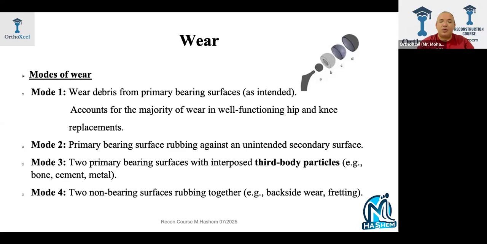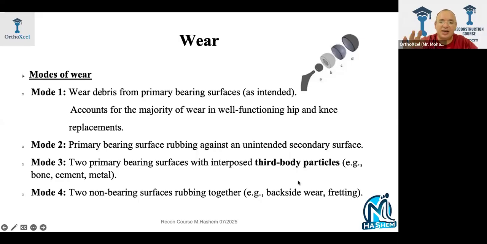Mode 4 wear is a wear when I have a movement between two non-articulating surfaces, like the back of the insert and the cup. So you have the cup, fixed to the bone, the insert, fixed to the cup, and the head moving inside the insert. If the wear happens between the head and the insert, this is expected wear. I know that this will end somewhere. This is mode 2. If the wear happens between the insert and the cup, so the wear happens between two non-bearing surfaces, this is what we call mode 4 wear or the backside wear.